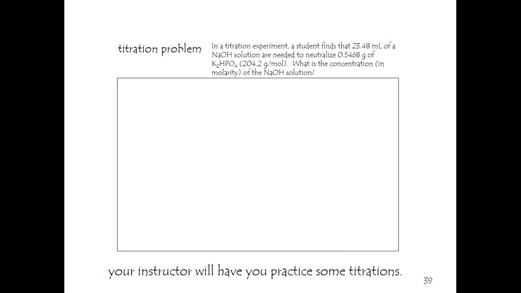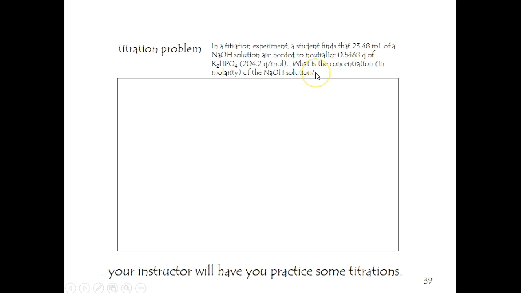Let's do a problem. In a titration experiment, a student finds that it took 23.8 milliliters of a sodium hydroxide solution to neutralize 0.5468 grams of potassium hydrogen phosphate. What is the concentration of the sodium hydroxide solution? Well, let's see. We can figure out how many moles of potassium hydrogen phosphate were required. It's only half a gram, and 200 grams are a mole, so it's a very small amount of moles, somewhere in the thousandths of a mole. And we do know that we have 0.02348 liters of solution.